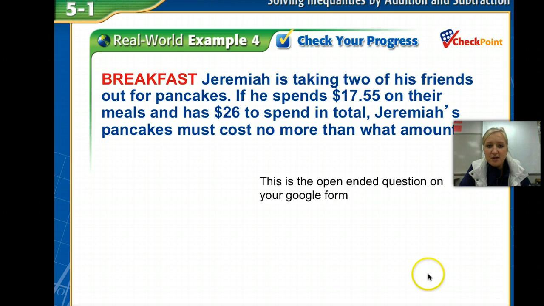So our last problem of today is similar to the problem that we just did, a real-world example that you are going to solve and answer in the Google form. Jeremiah's taking 2 of his friends out for pancakes. If he spends $17.55 on their meals and has $26 to spend in total, Jeremiah's pancakes must cost no more than what amount? So record your answer in the Google form and then submit your Google form when you are done with the answer.